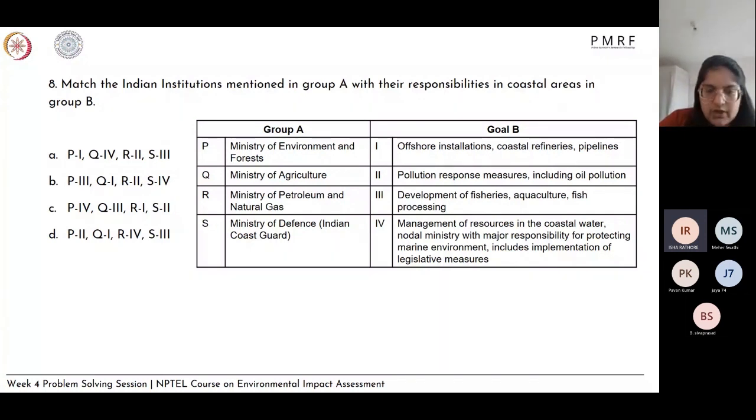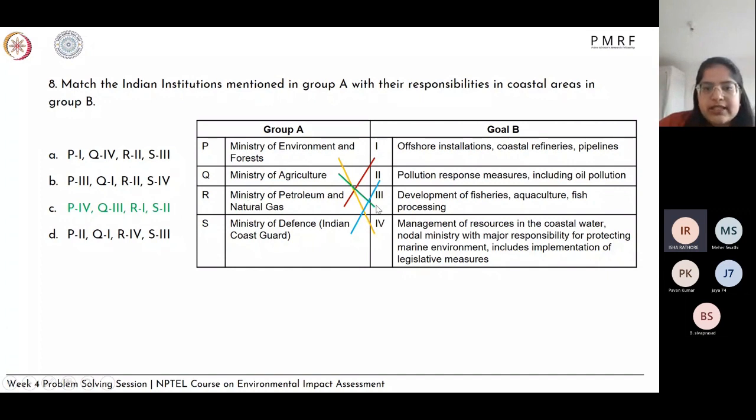Okay, so the correct answer is C, that is, the Ministry of Environment and Forest looks after the management of resources in the coastal water, and is the nodal ministry with major responsibility for protecting the marine environment, which includes the implementation of legislative measures. So P matches with 4. The Ministry of Agriculture is responsible for the development of fishery, aquaculture, and fish processing. So this is 3. This is basically fish farming, aquaculture, fisheries, and fish processing.